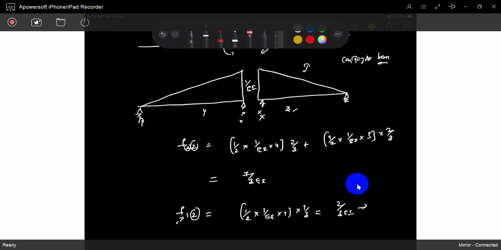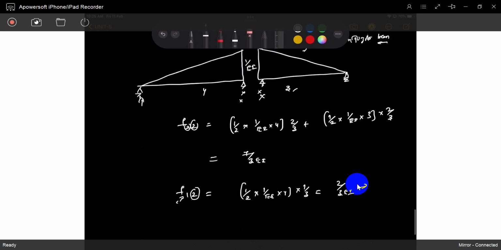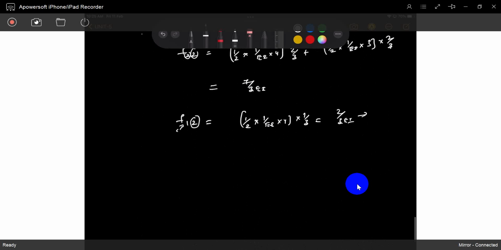No need to find this here because these two are compulsorily equal. It is not a stiffness; those are symmetric matrices. No need to calculate it. So now you can see. Now you can write down.